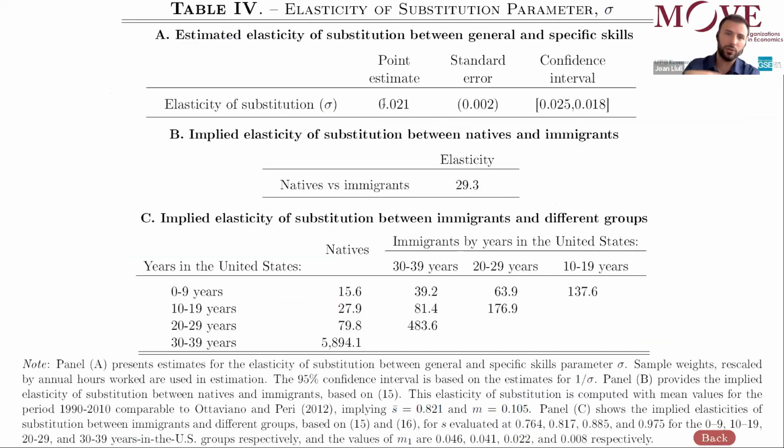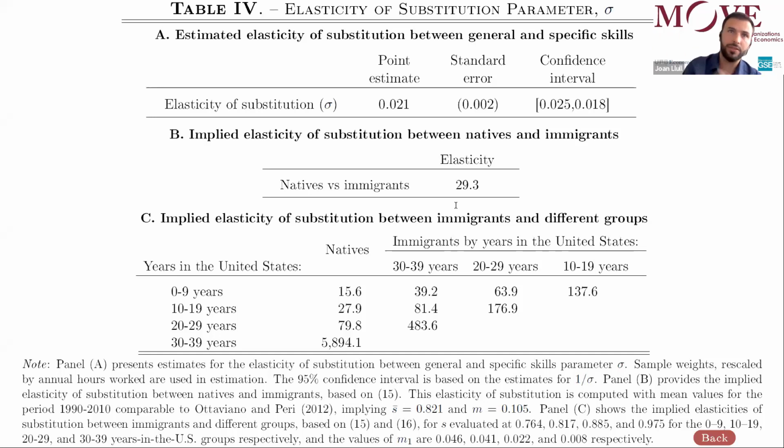So you can compute what the implied elasticity of substitution between natives and immigrants would be in the data, predicted with our model. And that number will be 29, which fits very much into the ballpark of the estimates that Ottaviano and Peri find in their paper, or for example the estimates from my paper where I generate them with endogenous occupation decisions by immigrants and natives.